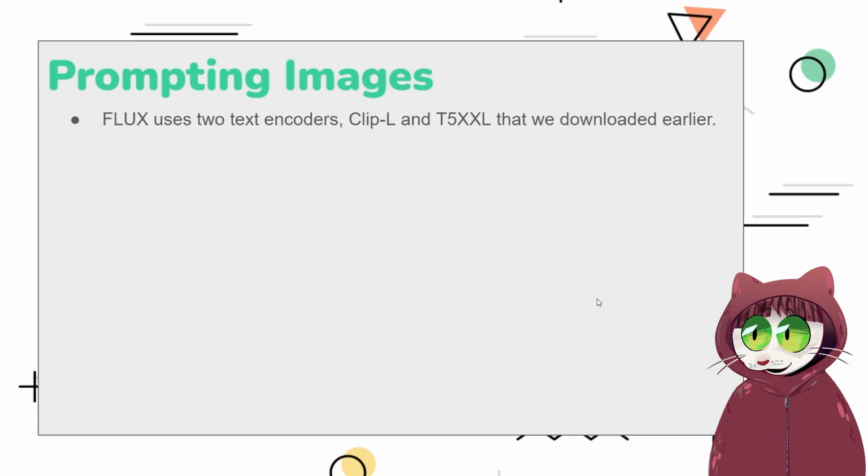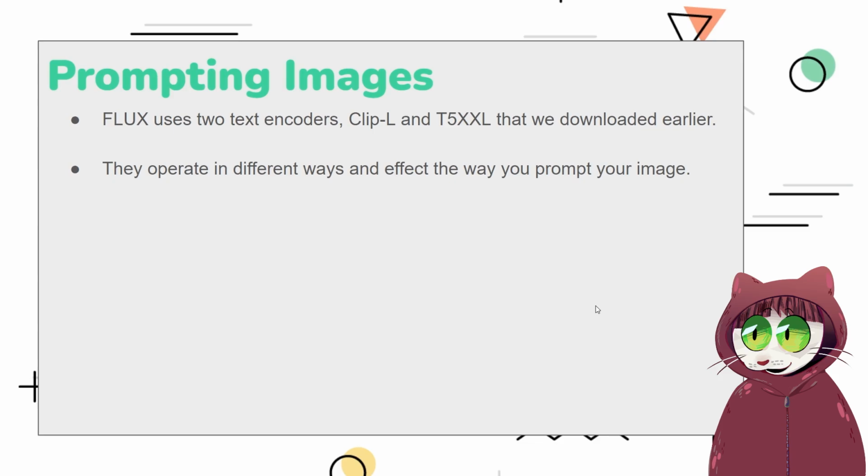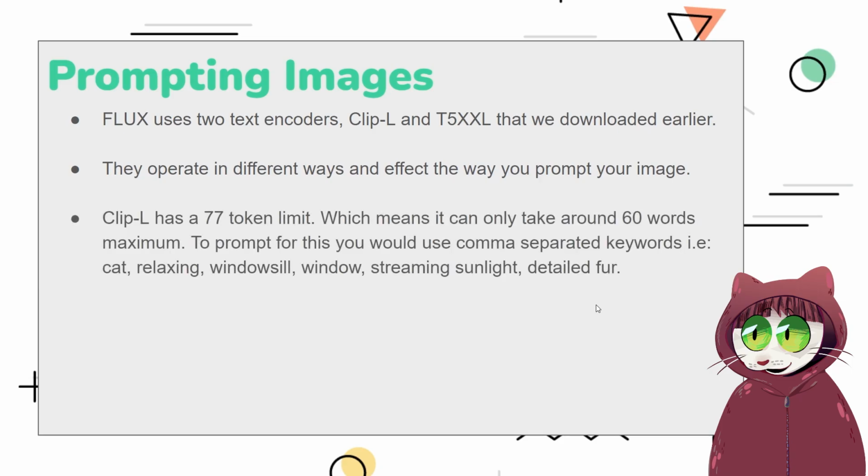Basically, there's a couple of really important things you need to know about Flux. Flux uses two text encoders. Remember, we downloaded those earlier. That's ClipL and T5XXL. They operate in very different ways, and they actually affect the way that you need to prompt your image. So ClipL has a token limit of 77 tokens. Now, this means that you can only really write about 60 words maximum that ClipL will understand. To prompt for this type of encoder, you would actually use comma-separated keywords. For example, cat, comma, relaxing, comma, windowsill, etc.